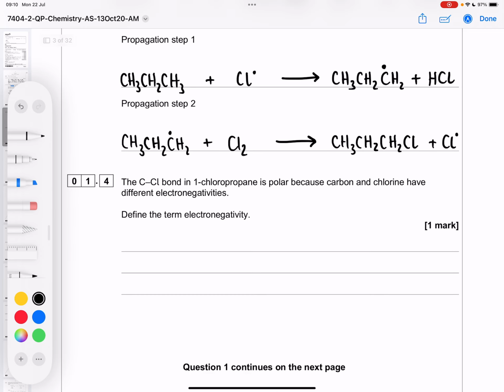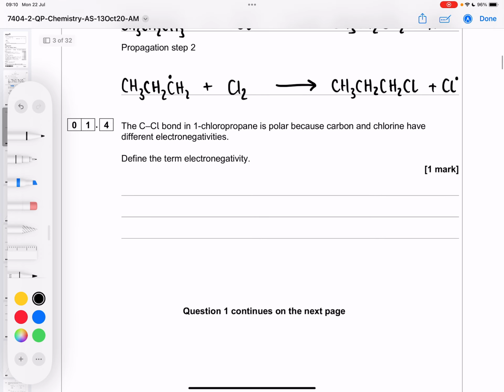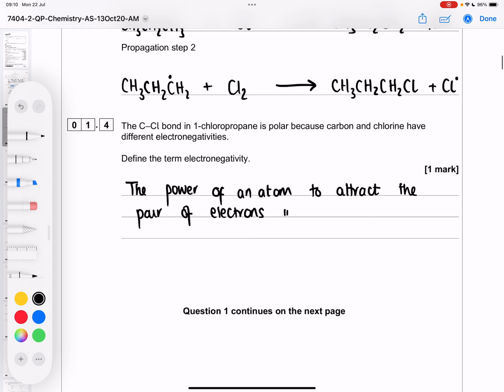It says the C-Cl bond in 1-chloropropane is polar because carbon and chlorine have different electronegativities. Define the term electronegativity. So electronegativity is the power of an atom to attract the pair of electrons in a covalent bond. It needs to be specifically in a covalent bond.